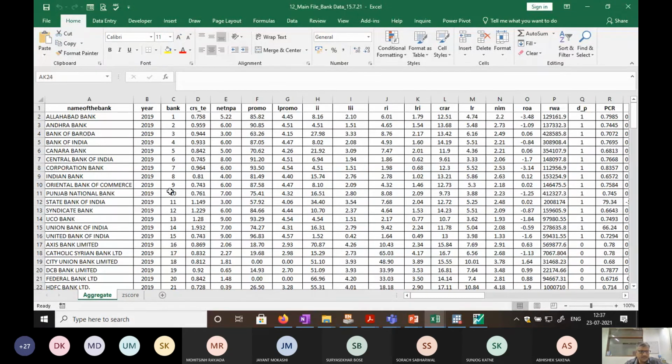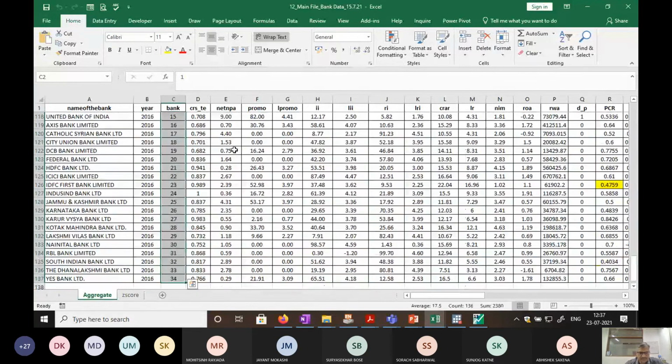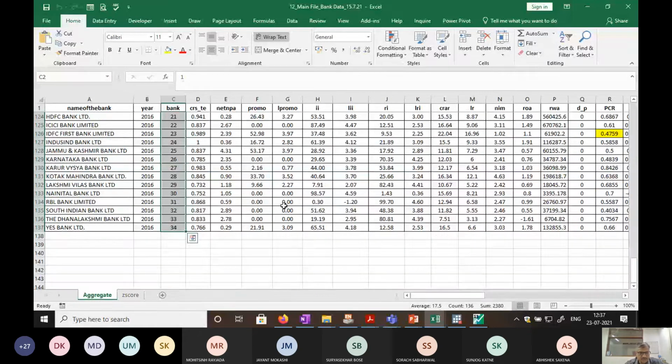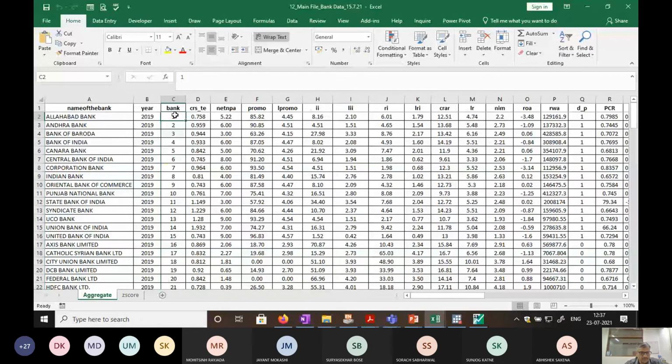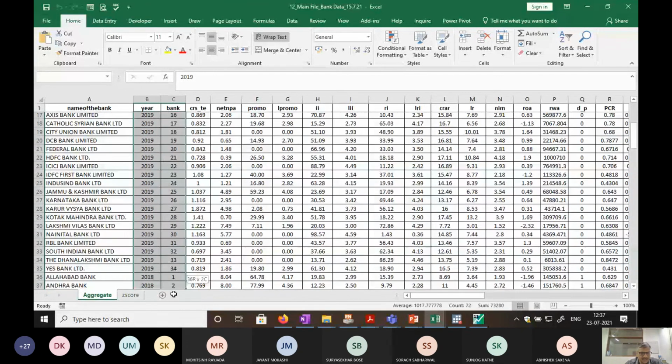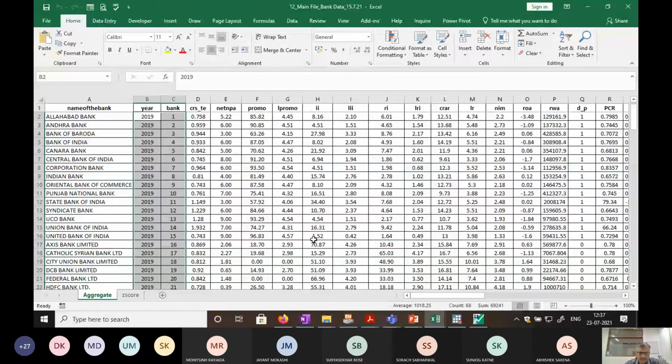Look at here. The year and the name of the bank are there, but when we process, we need to code it. So I've got 34 banks. If you look at the whole thing, it is getting repeated. For 2019, the year is constant, and I have got 34 banks. Data is there, 34. Can you see?